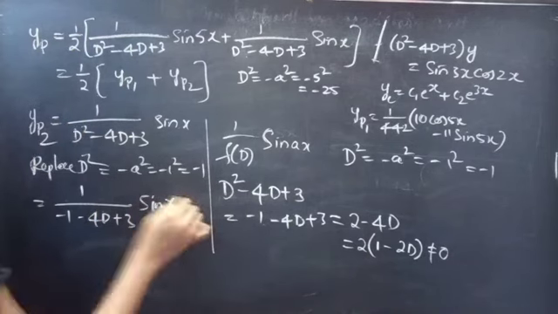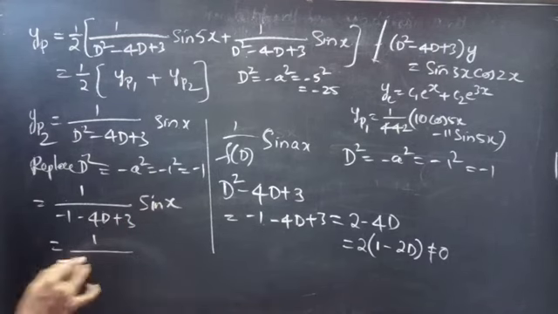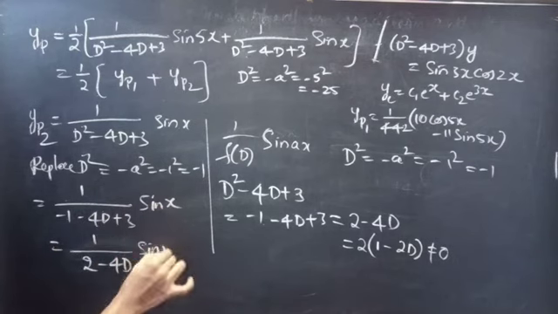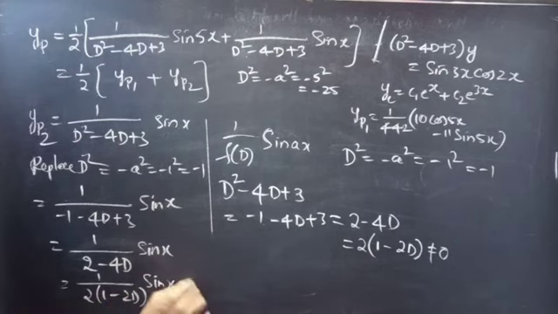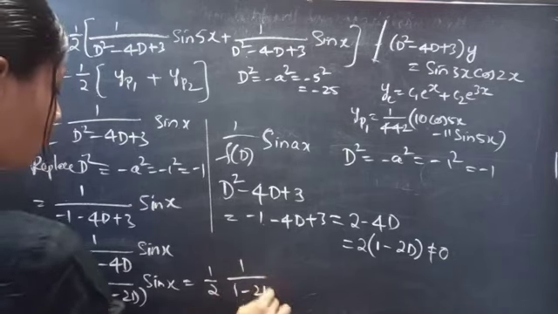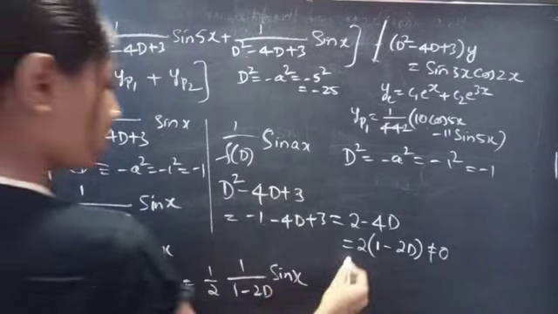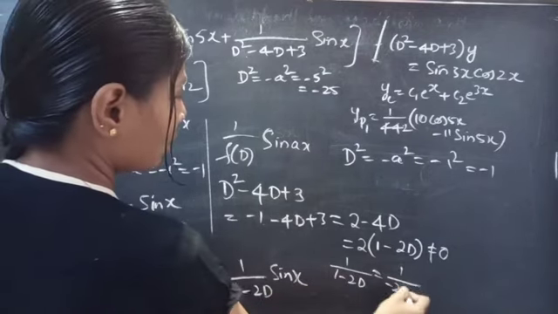Into sine x equals 1 by minus 3, sorry, minus 1 plus 3 is 2 minus 4D into sine x. Now let's take 2 common from the two terms of the denominator. We'll get 1 by 2 times 1 minus 2D into sine x. We can just write this as 1 by 2 into 1 by 1 minus 2D into sine x, or we can write this 1 by 1 minus 2D as 1 by minus 2D plus 1.